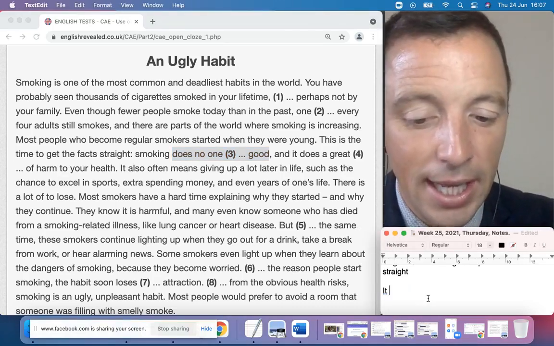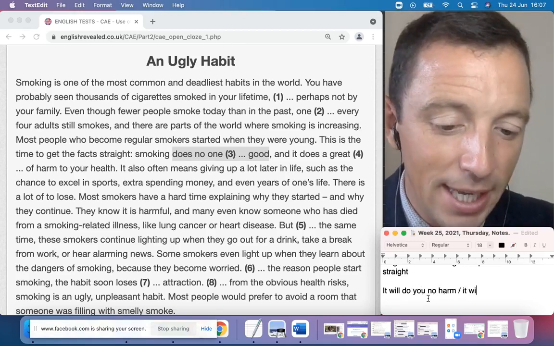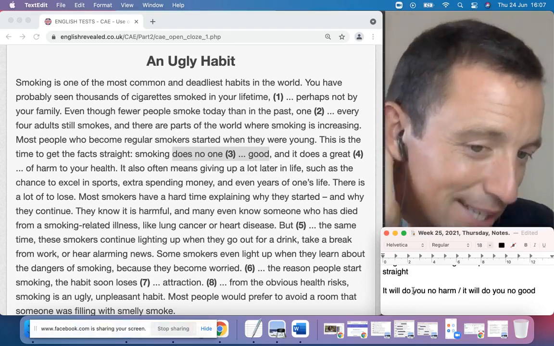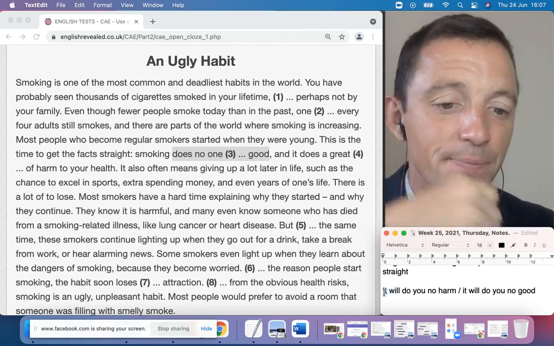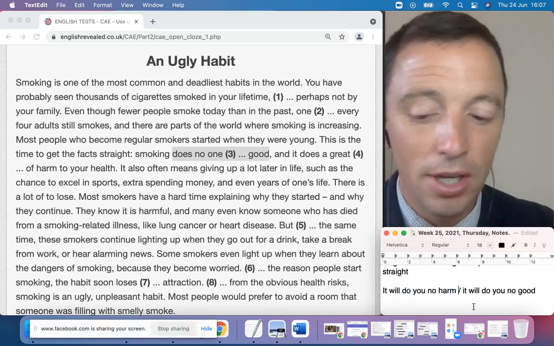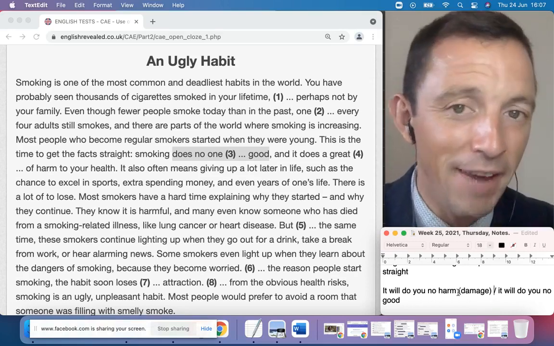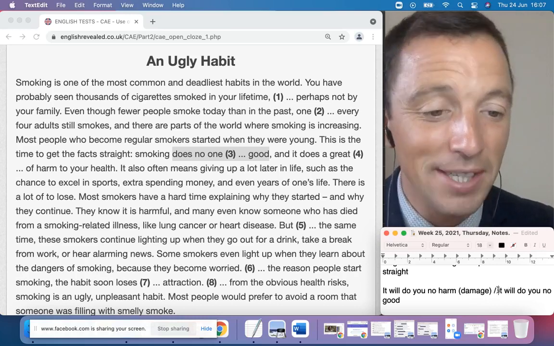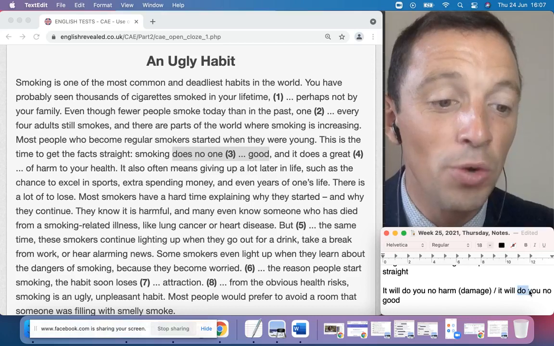So for example, it will do you no harm. That's one possibility. It will do you no good. Okay, so for example, this is positive. Exercising, running, it will do you no harm. Harm is like damage. So exercising, running will do you no damage. There's no bad effect to exercise. That's the positive structure. But the opposite, smoking, which is the negative activity, will do you no good.